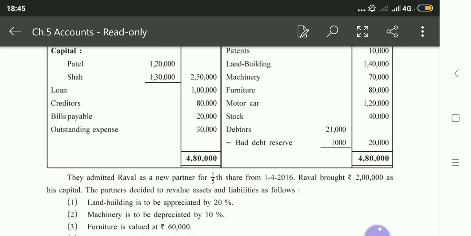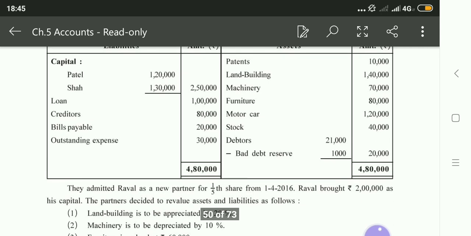If the balance of current accounts is given in the old balance sheet in the question, then you are supposed to prepare partner's current account instead of preparing partner's capital account. Further, cash and bank account.